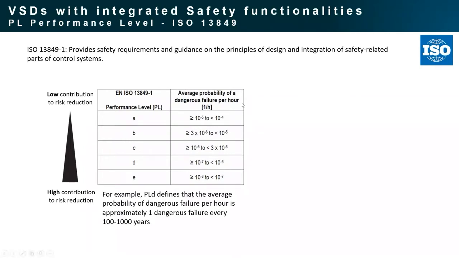Just to have an idea, all these levels are linked with different average probabilities of dangerous failure per hour. Just to have an example, performance level D defines that the average probability of dangerous failure per hour is approximately 1 dangerous failure every 100 or 1,000 years. So it is a very low probability of failure that may cause injuries or may cause other problems in the industrial process. But in the end, how is the machine classified?